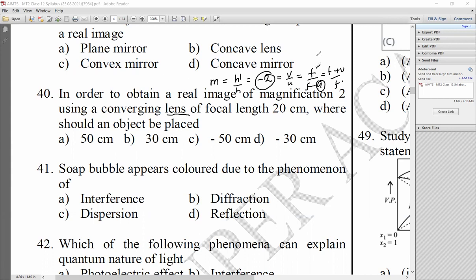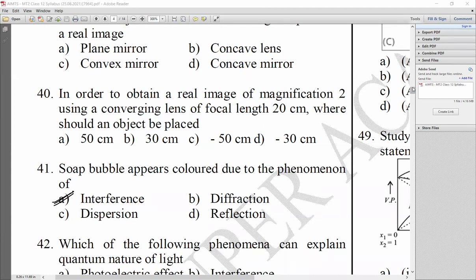Next. So bubble appears colored due to phenomena of interference. Interference between thin layers of light. That's the reason they are appearing colored.